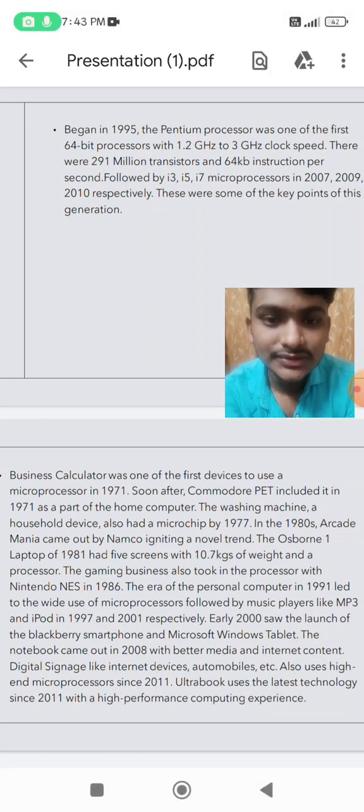These are the steps and generations of the evolution of the microprocessors and the applications of microprocessors.